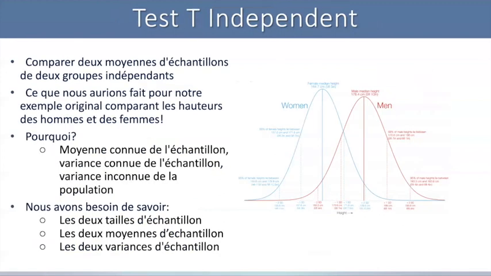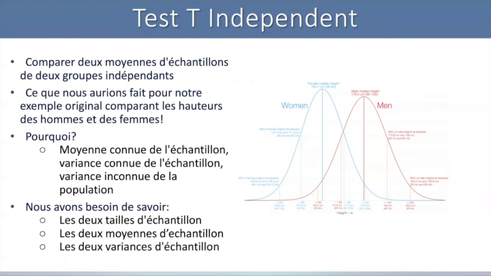Now let's talk about the independent t-test. This is used to compare two sample means from two independent groups. This is the test we needed to use for our original example comparing the heights of men to the heights of women. Why do we pick this? Because we know the sample mean and the sample variance. This is what we can calculate using our data, but we do not know the variance of the entire population. Therefore, we must use a t-test.